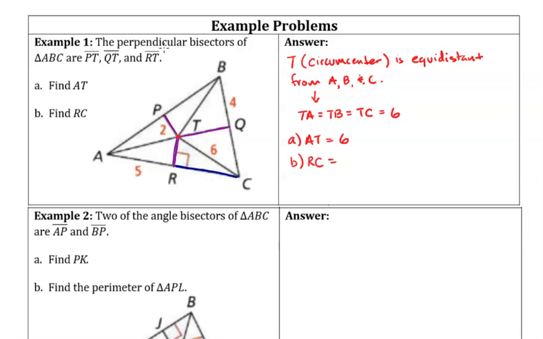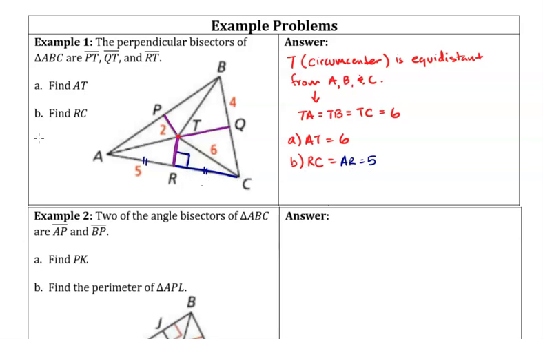Well, it all goes back to the idea of what a perpendicular bisector does. Remember, a perpendicular bisector does those two things. It's perpendicular and it bisects. So if segment RT is a perpendicular bisector of segment AC, we can see that it's perpendicular to it, making a right angle, but it will also bisect segment AC. So from A to R is the same as R to C. Well, if AR is 5, RC is the same as AR, so it's also going to be 5. So that's how we can find segment RC.